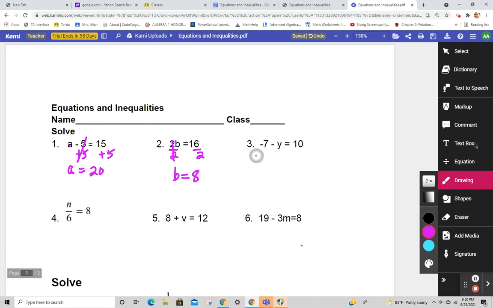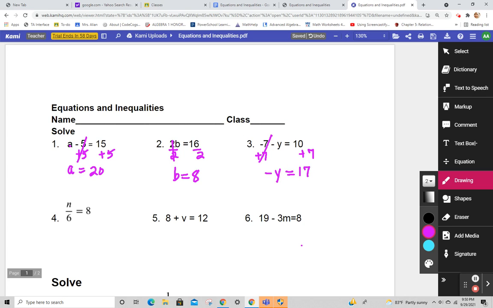Okay, we're going to add 7 to both sides first, because we're solving for y. This will cancel. Do not forget to copy down the minus. So this is going to be minus y, or negative y, equals 17.